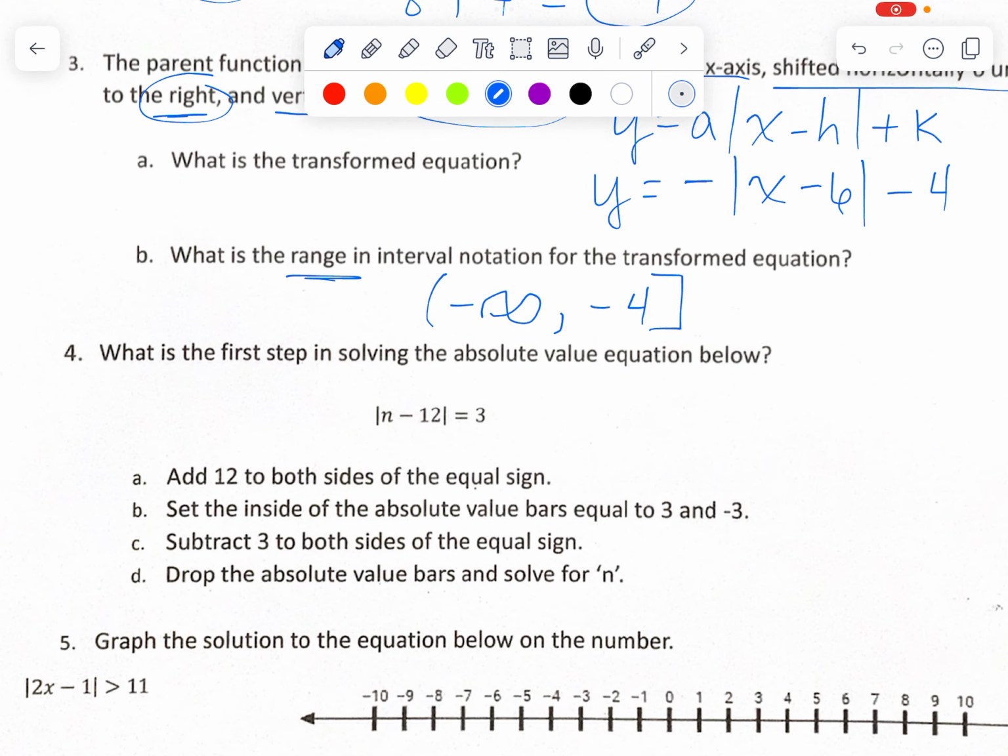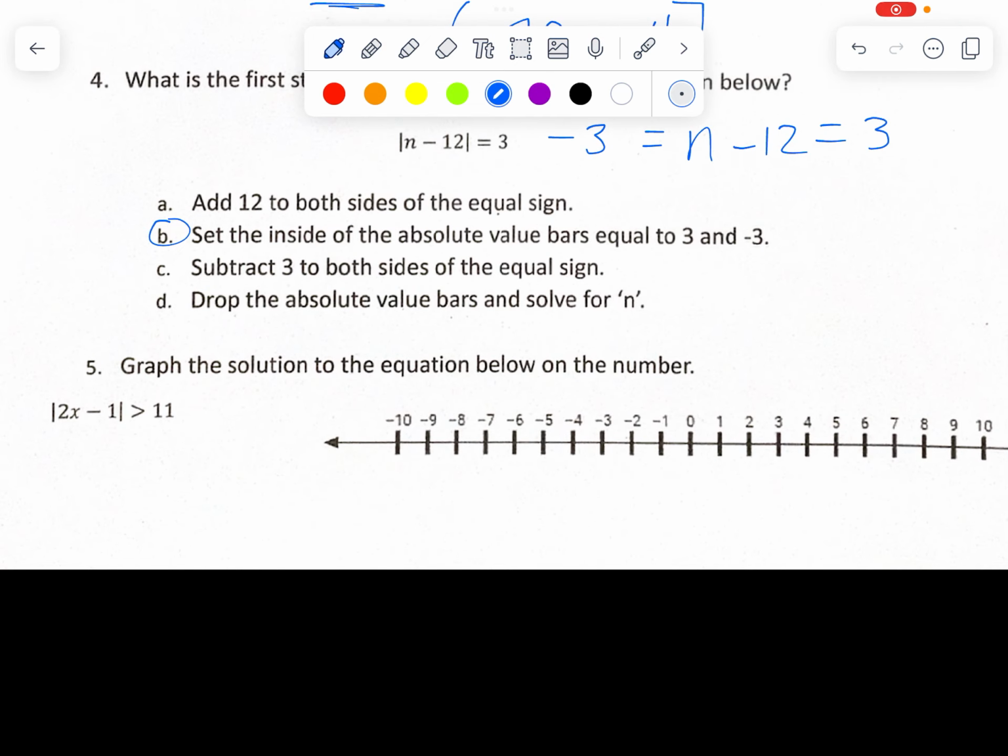What is the first step in solving this equation below? The house is by itself. That means you drop the house and you just do the equals 3 equals negative 3. And so that would be B. That one's pretty simple. So when the house is by itself, we know drop the house, do the negative and positive version on both sides.